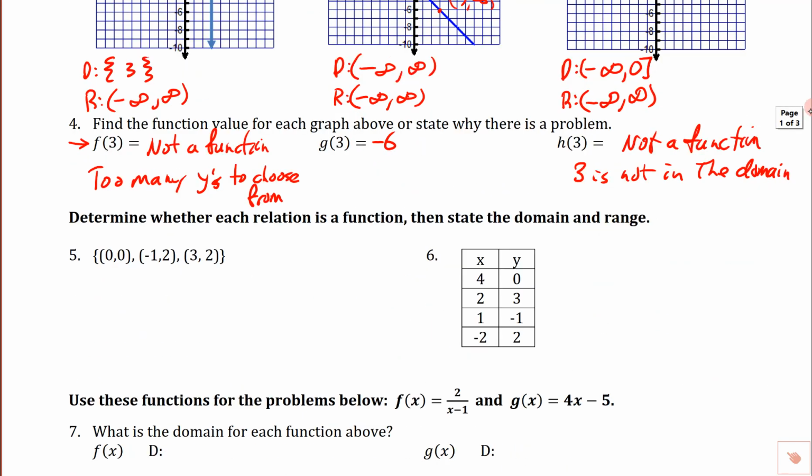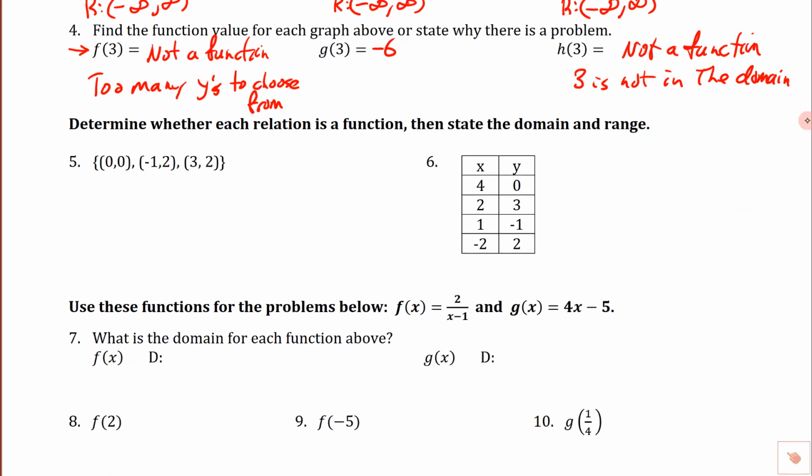Okay, let's slide down here and take a look at this next problem. It says determine whether each relation is a function, then state the domain and range. So we had graphs up above. This is a set of ordered pairs, and this is in a table. We can deal with that.